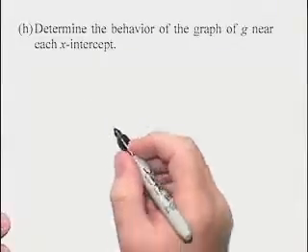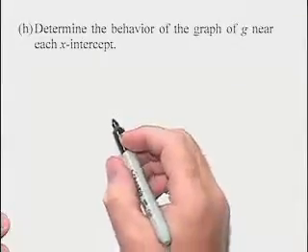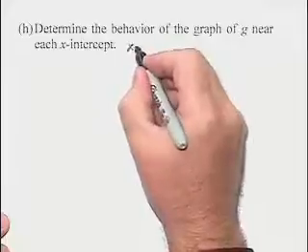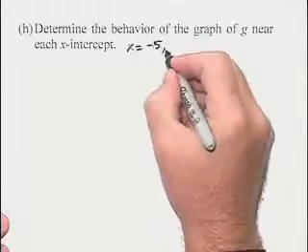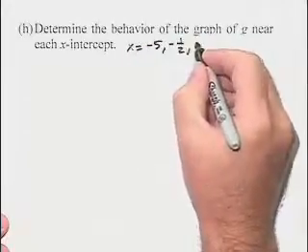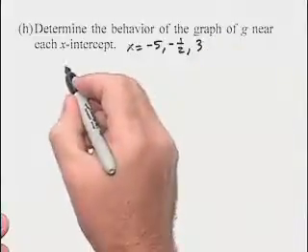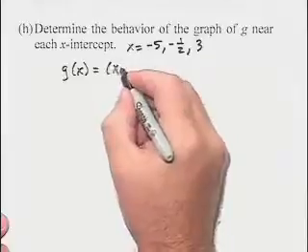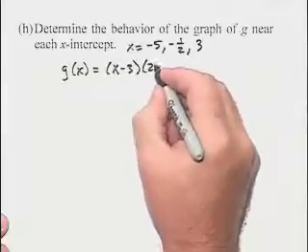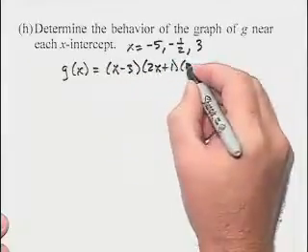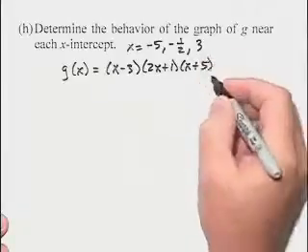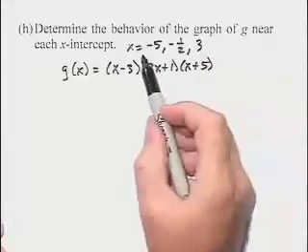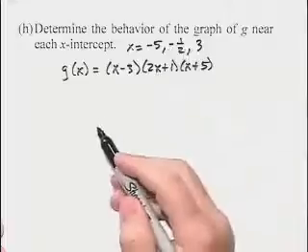In determining the behavior of the graph of our function near each x-intercept, let's first note that our x-intercepts were -5, -1/2, and 3. And that we could write our function g in factored form as (x - 3)(2x + 1)(x + 5). So we look at the behavior near each of the 3 x-intercepts that we have.